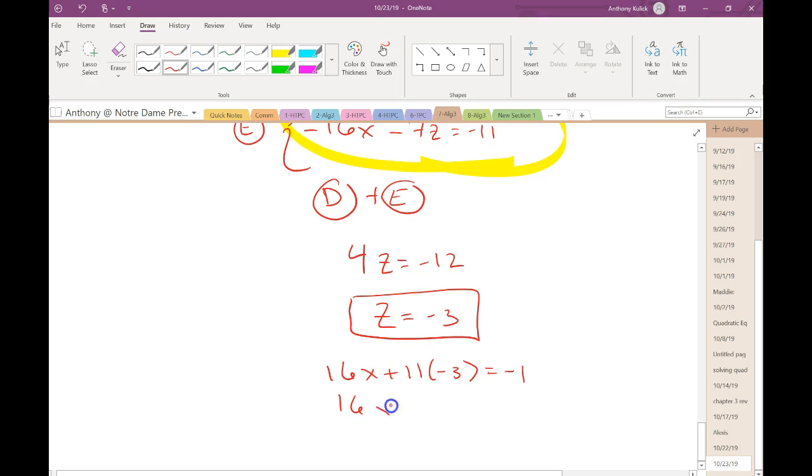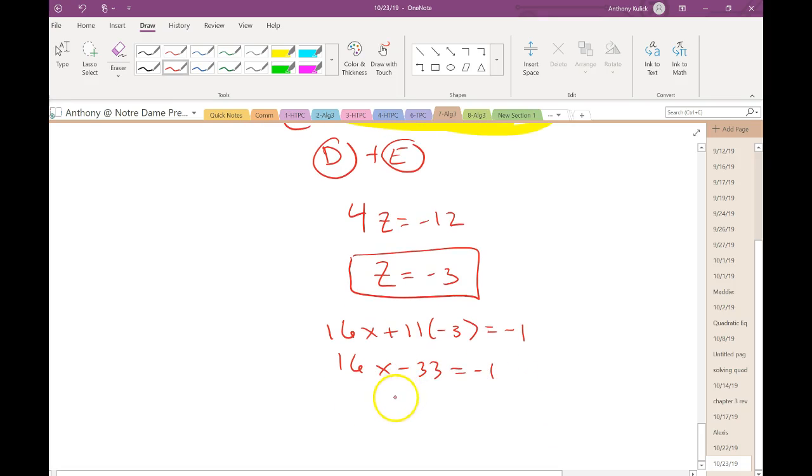So 11 times negative 3 is negative 33. And if I add 33 to both sides, I get 32. And when I divide both sides by 16, I get positive 2. Okay?